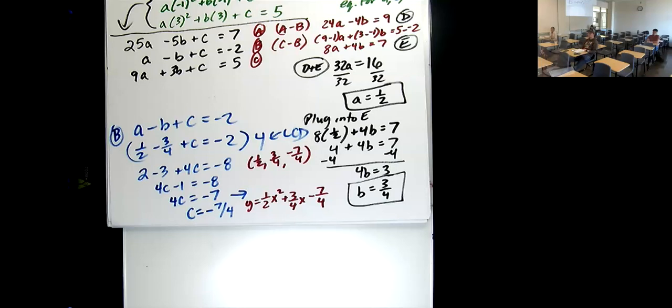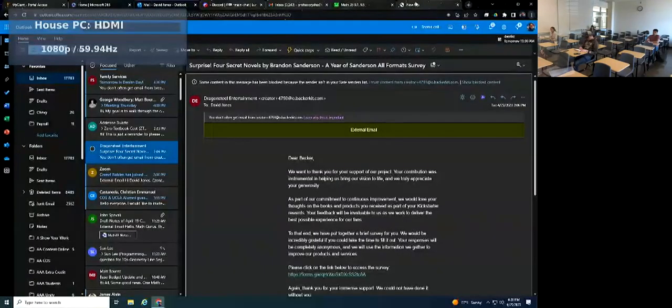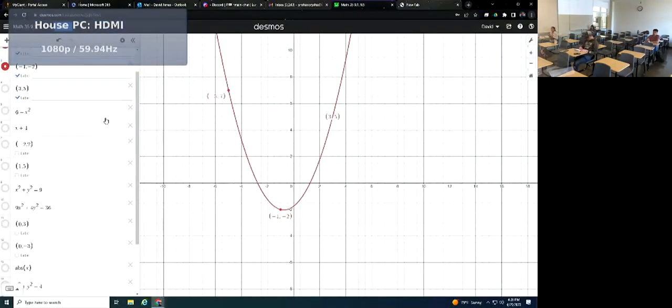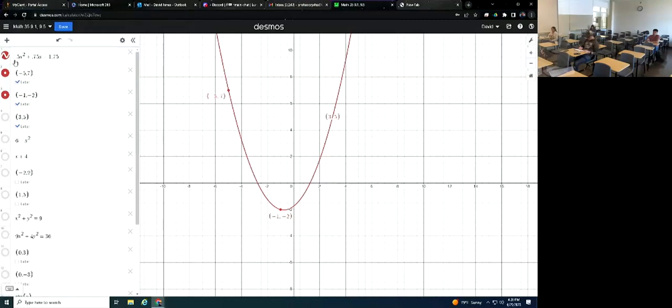I'm going to show you guys. When you guys are ready, everyone got it written down? I put this equation into Desmos. .5 x squared, 0.5 is 1/2, 0.75 is 3/4, and -1.75 is -7/4. This is the line we were talking about. And all 3 points are labeled.